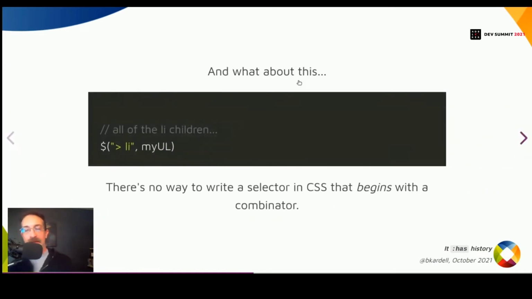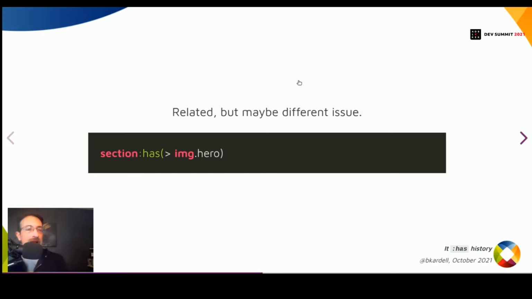And then what about this? jQuery allowed you to begin a selector with a combinator because you could provide a context element. In CSS, we tried to say that selectors should mean the same thing all the time, but there's no way in CSS to write a selector that begins with a combinator. So that is really, really hard. This is part of what we have, and it's maybe related, but it's maybe not, because the thing inside of the pseudo class doesn't have to be writable necessarily outside the selector. But this is a thing that shapes some of the conversations.